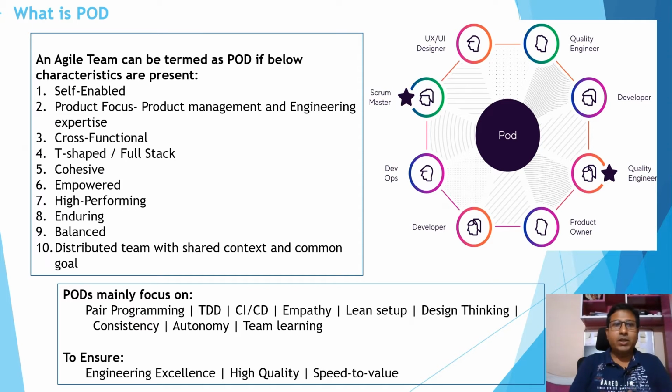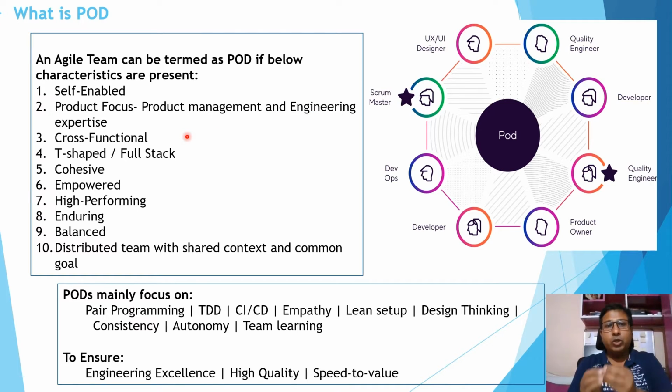Let us first try to understand what a pod is. Knowingly or unknowingly, we are interchangeably using the terms pod, Scrum team, and squad, and we are mixing them up. So we first need to understand what a pod is. A pod should have all these 10 characteristics. Unless you have all of them, you cannot term that team a pod. For example, a pod should be self-enabled, and it should be product focused. That means the pod should have a product-centric mindset, with product management and engineering expertise in place.